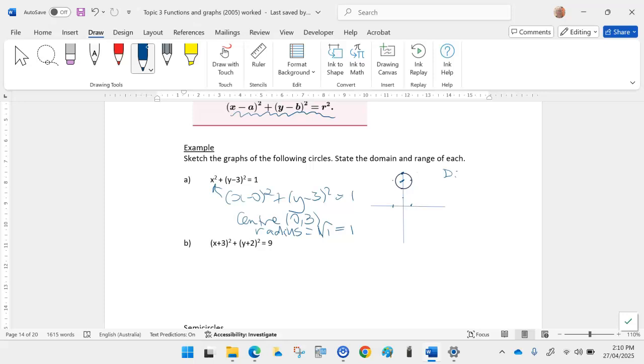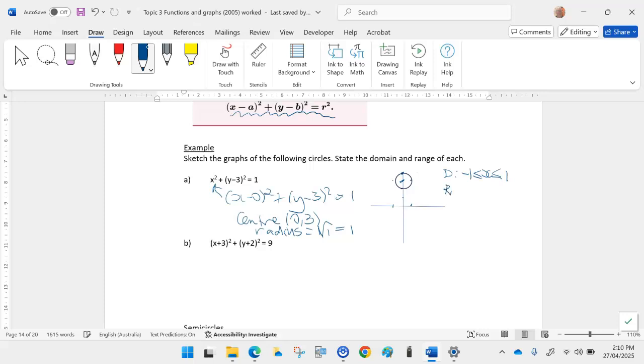So my domain in this case, all the x values I'm talking about for this circle, would range between -1 and 1. That is a radius of 1, or a distance of 1 from x equals 0, 1 less, 1 more than x equals 0.